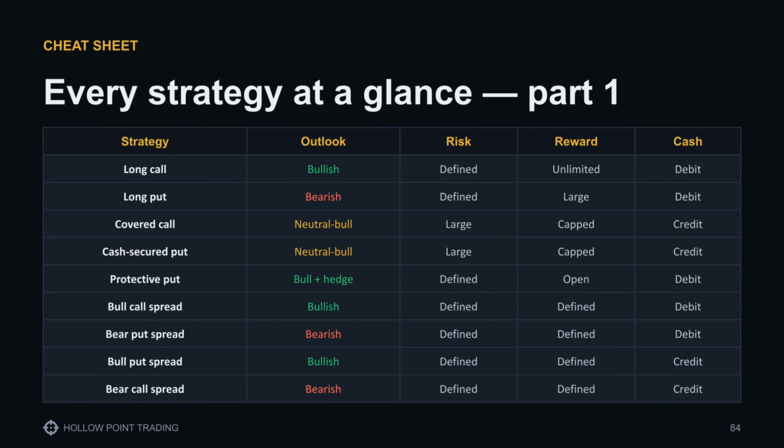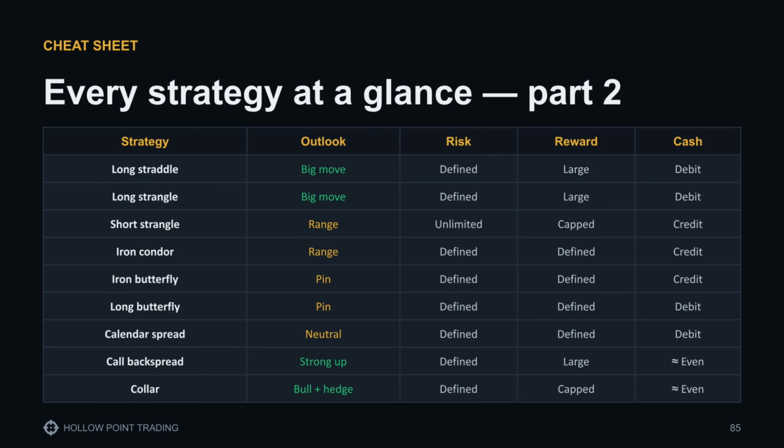Synthetics and put-call parity show us that calls, puts, and stock are interchangeable building blocks. Knowing these relationships helps you find the most efficient way to express a view, spot mispricings, or understand complex structures like reversals and collars. Discipline in position sizing is non-negotiable.